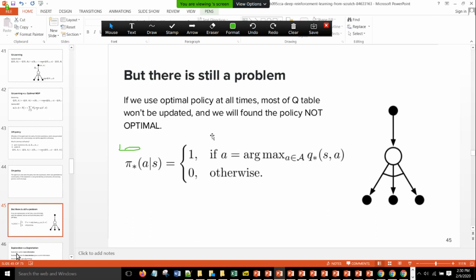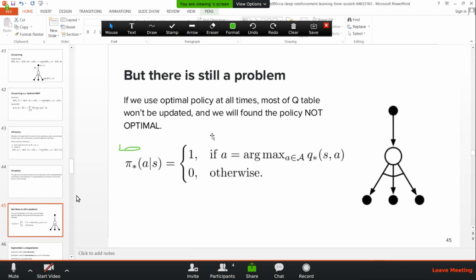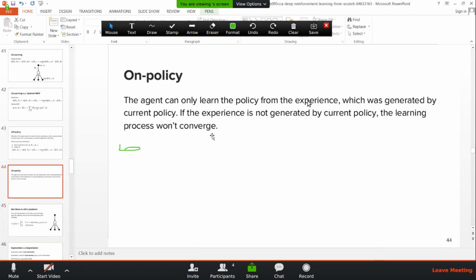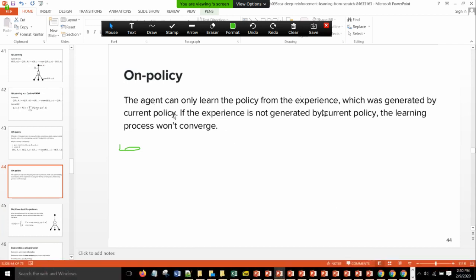Can you go to the previous slide? Here also it's saying experience, right? The agent can only learn the policies from the experience. So this is also past experience, on policy is saying. No, no, which was generated by the current policy. So off policy is doing it from experience, on policy is also doing it from experience. No, no, no. This says the agent can only learn the policy from the experience which was generated by the current policy. Okay, so on policy means it will run only with the current policy.